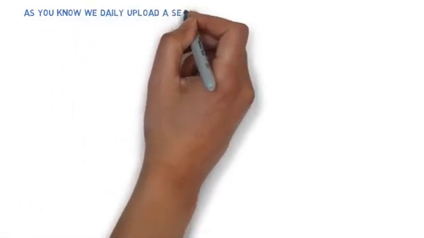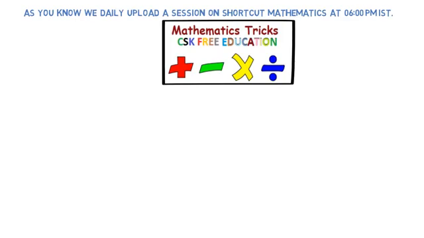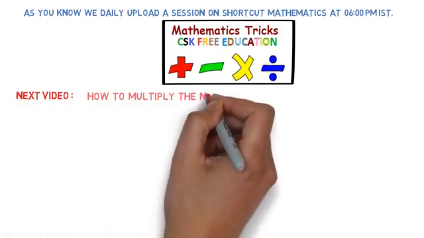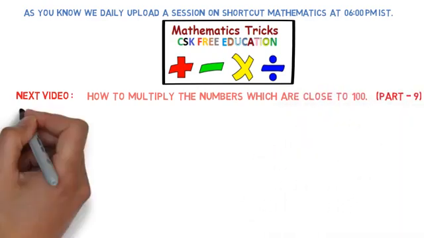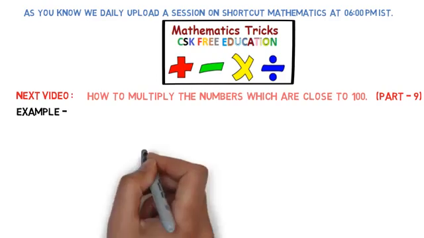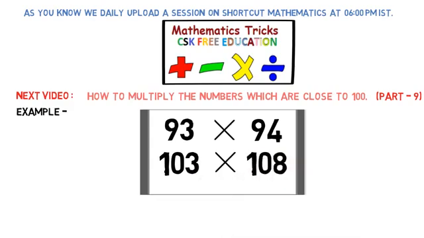As you know, we daily upload a session on shortcut mathematics at 6 p.m. in an animated way. In the next video, I'm going to teach you how to multiply numbers which are close to 100. This is very simple. You can solve this within 1 or 2 seconds. Let's say you need to multiply 93 and 94. In the same way 103 and 108. So any number which is close to 100 can be multiplied very easily in just 1 or 2 seconds. We'll have a look at this in the next session.